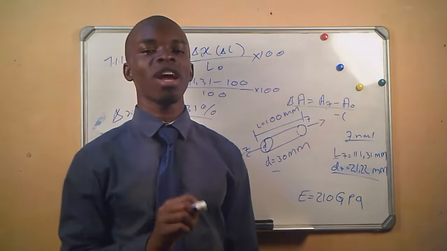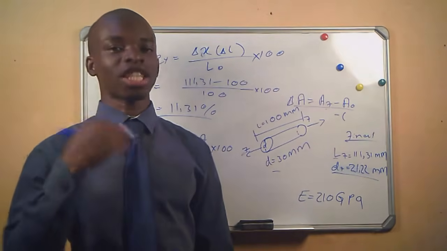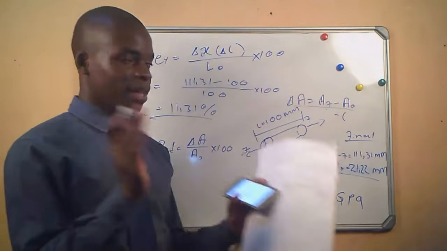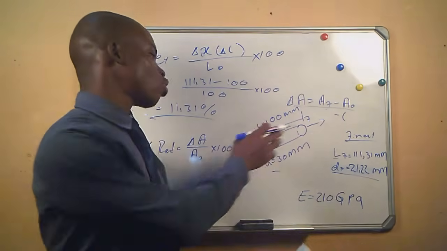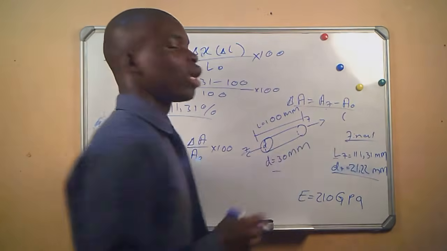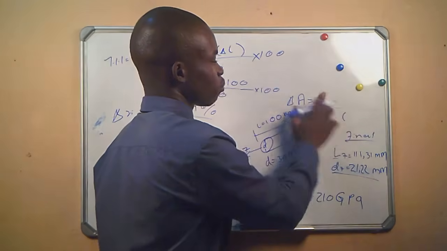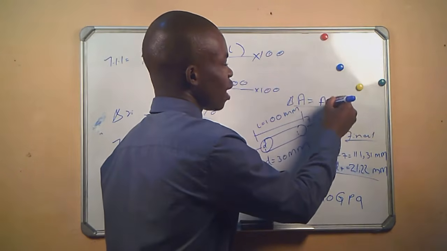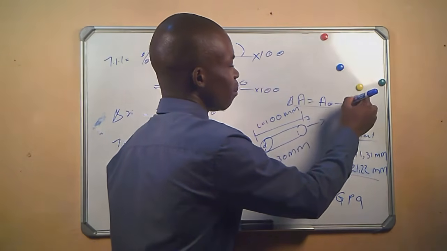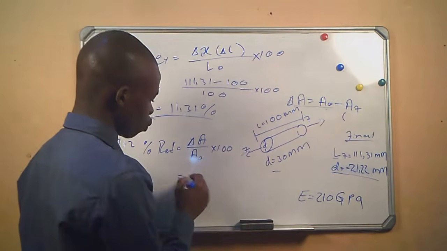But just because we have already been told that it's a percentage reduction, we already know that the diameter of this object reduced. So we will ignore this negative sign, and then we will do them like this: the original area minus the final area. And then that's what we are going to do here.